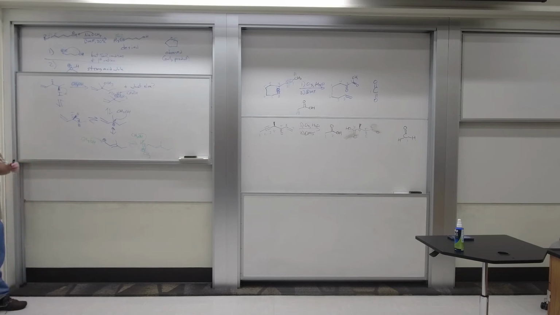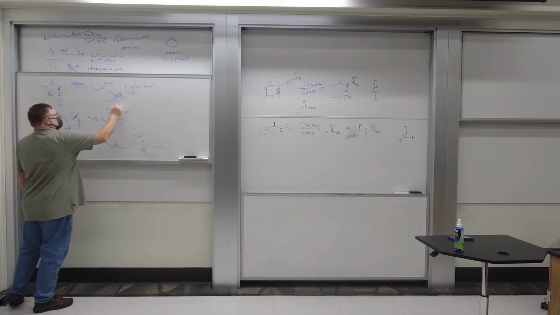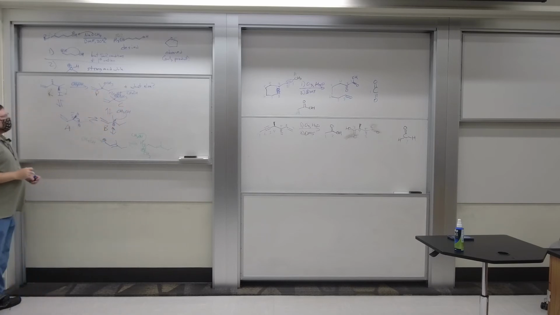Okay, so let me put some letters on this. Starting material, or you might like reactant. Reactant, A, B, C, product. So draw a reaction energy diagram with those intermediates.